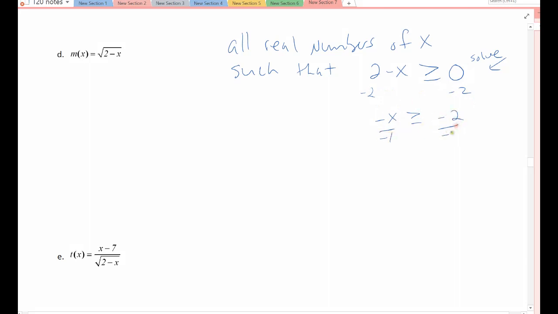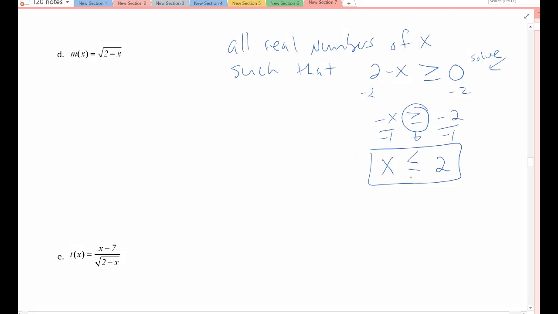Divide by negative 1. Make sure you remember when I divide by a negative or multiply by a negative, I have to flip the sign. And so it's x, flip the sign, less than or equal to negative 2 divided by negative 1, which comes out positive 2. And check it out. If you're ever unsure about these, plug something in. If I plug 2 in, I get 0, and 0 is fine.